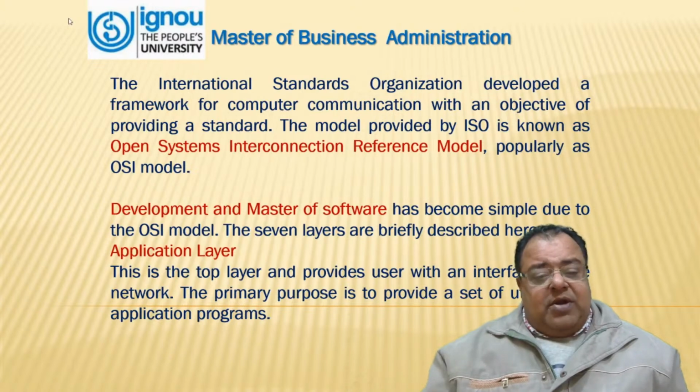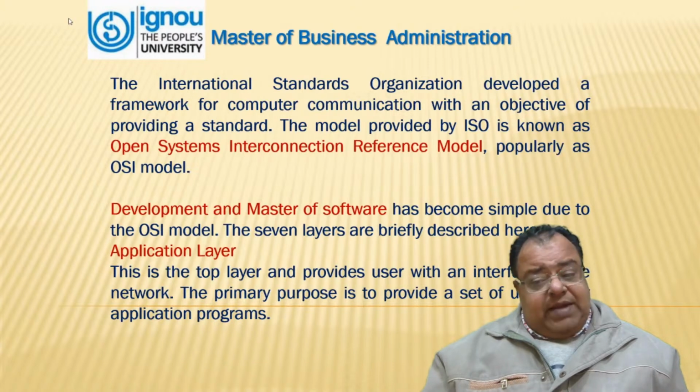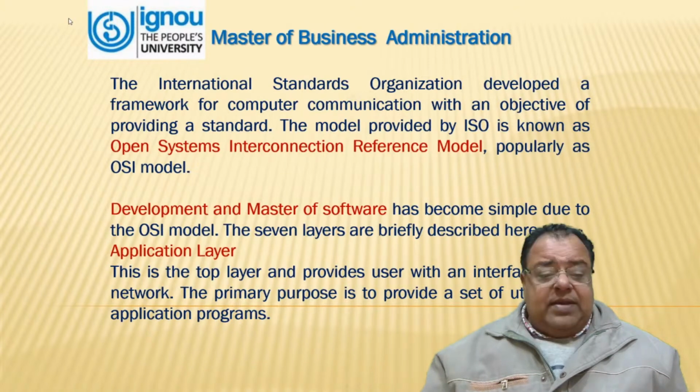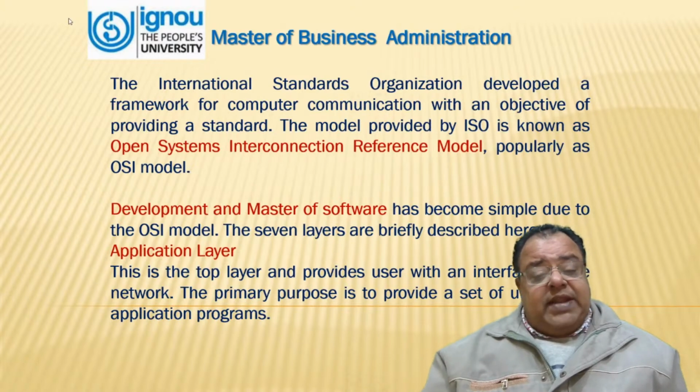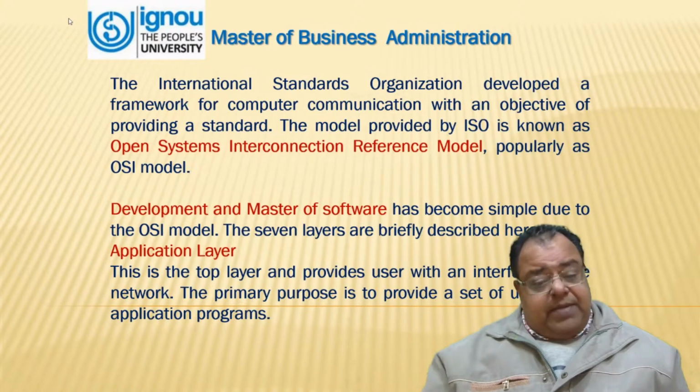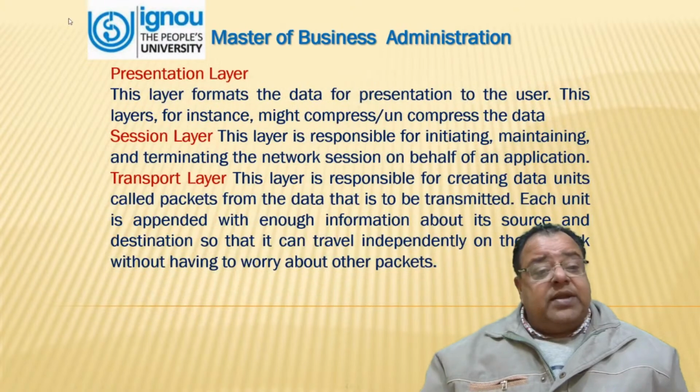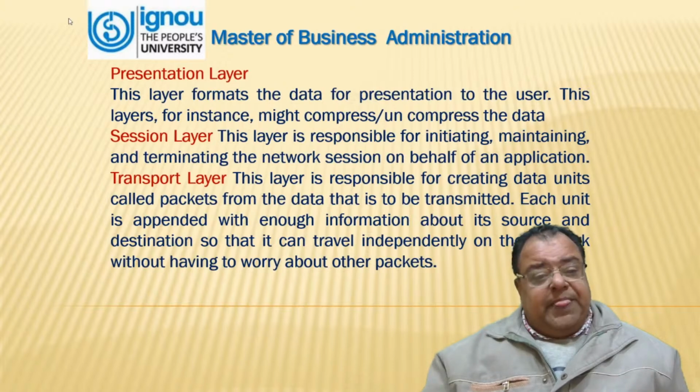The seven layers are briefly described here. Application layer. This is the top layer and provides the user with an interface to the network. The primary purpose is to provide a set of utilities for application programs. Presentation layer. This layer formats the data for presentation to the user. This layer, for instance, might compress or uncompress the data.